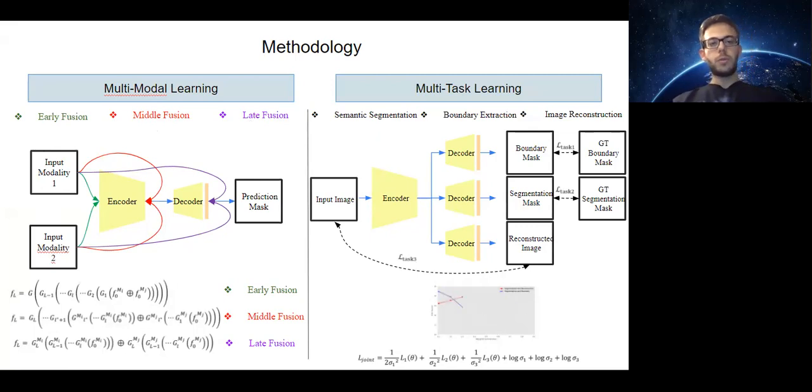In MTL, on the other hand, several tasks are simultaneously learned by a unified learner. In these experiments, we propose to couple the main segmentation task with two auxiliary tasks, boundary extraction and image reconstruction. The reasoning behind this is motivated by one of the main challenges in remote sensing pixel-wise image classification, poor boundary delineation of objects. We argue that coupling the main task with image reconstruction and boundary extraction tasks will help the classifier better delineate the boundaries.